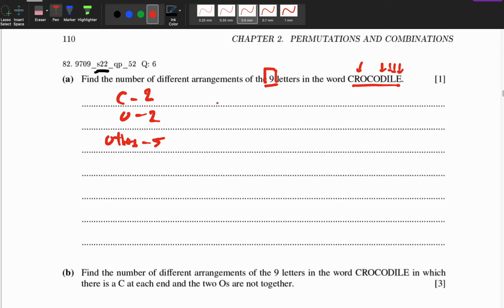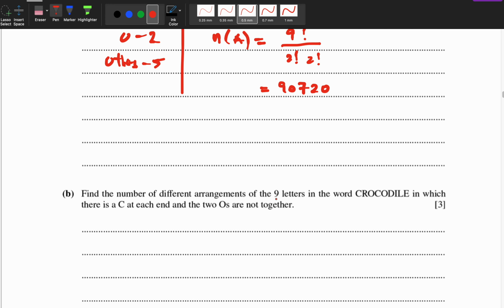Since we are arranging all the 9 letters, the number of arrangements will be the total, 9 factorial, and then you have to divide it by the number of letters that are repeated more than once. C is twice, so 2 factorial. O is also twice, so another 2 factorial. So this one you are going to get the value 90720. You can check this value with the calculator.